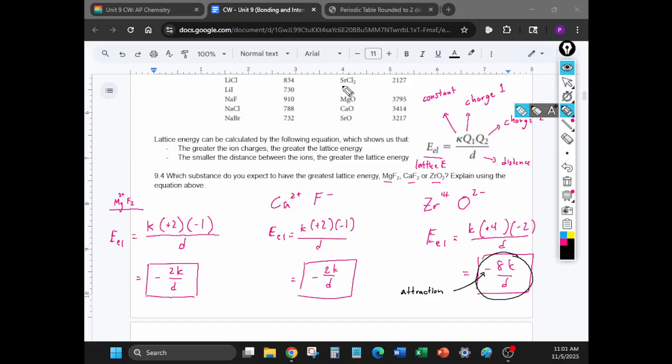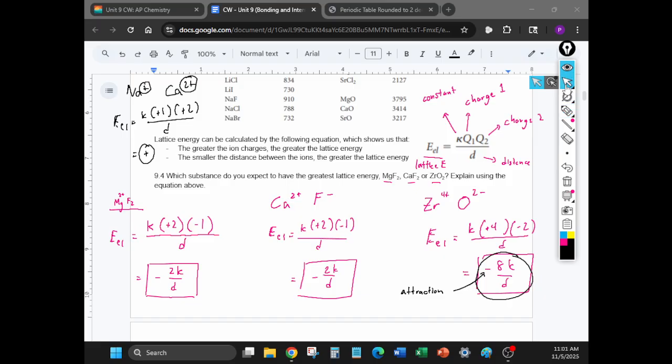Because if you look at the equation, let's say I had Na plus and Ca2 plus. If you plug it into the equation, E-elect is equal to K times +1 times +2. That'll give you a positive number, right? And we know that same charges repel, and so it'll give you a positive answer. So positive means repulsion.